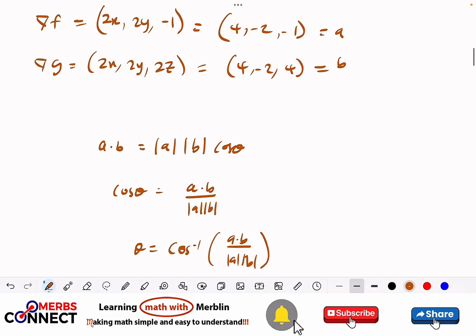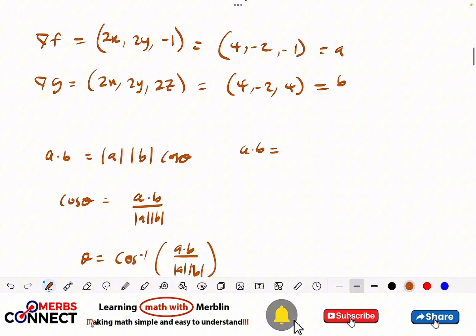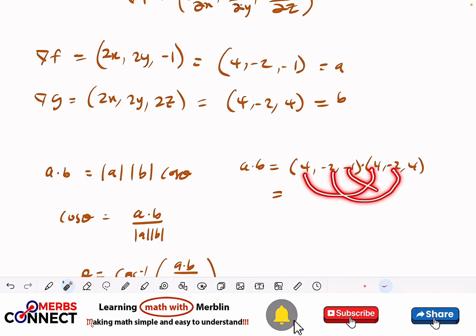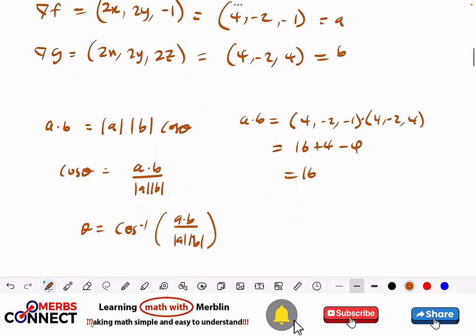So let's look for A dot B, this times this. A dot B will be equal to 4, minus 2, minus 1, dotted with 4, minus 2, and 4. The dot product goes direction by direction, right? So this is going to be 16 plus 4 minus 4. So this is going to give us 16 for A dot B.